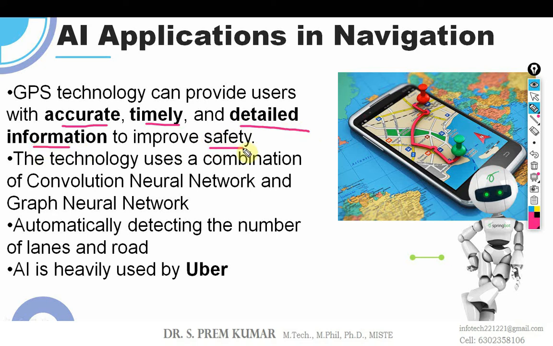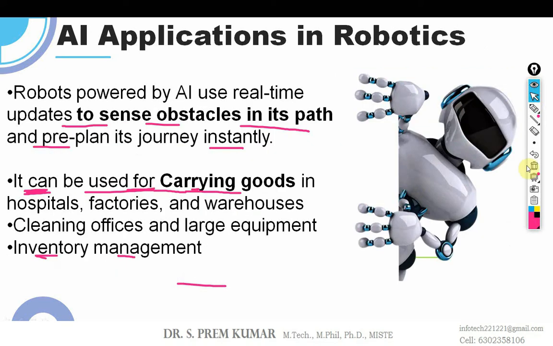What is the safest route for you to travel? The technology uses a combination of convolutional neural networks. With the combination of convolutional neural networks, you can comfortably navigate from one place to another place safely, and automatically detect the number of lanes of the road, the rush of the road, the traffic of the road, and all this can be identified with artificial intelligence. It is heavily used by the most popular transport system, that is nothing but Uber. Uber makes the best use of all these artificial intelligence applications in the navigation part.